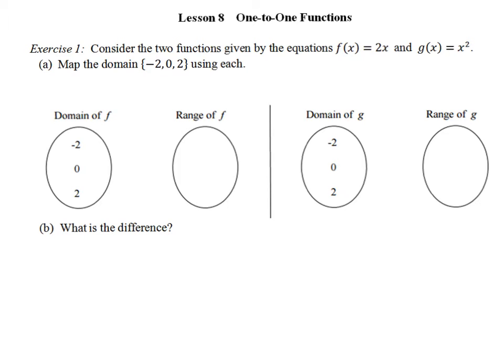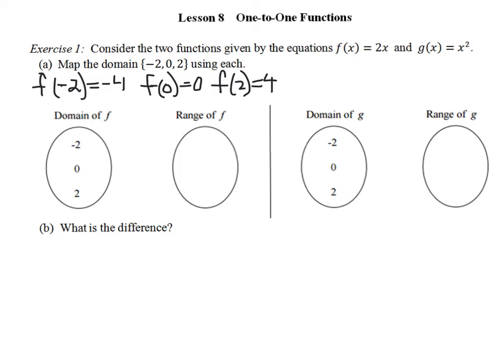So let's start first of all with the function f of x. When I'm trying to find the output at f of -2, the function says multiply the input by 2, so I get an answer of -4. The function value at 0 is equal to 2 times 0, which is 0, and the function value at 2 is equal to 2 times 2, which is 4.